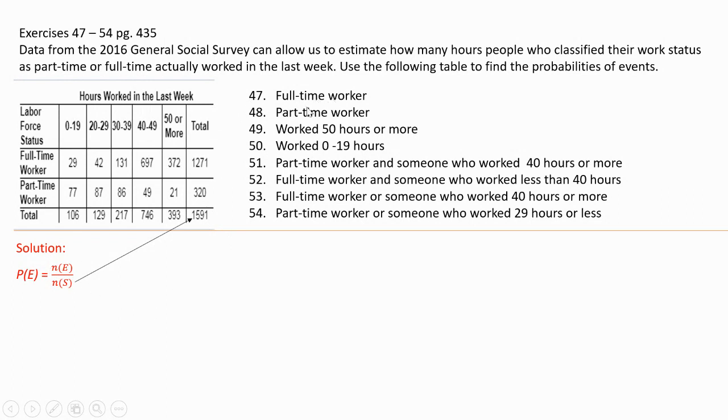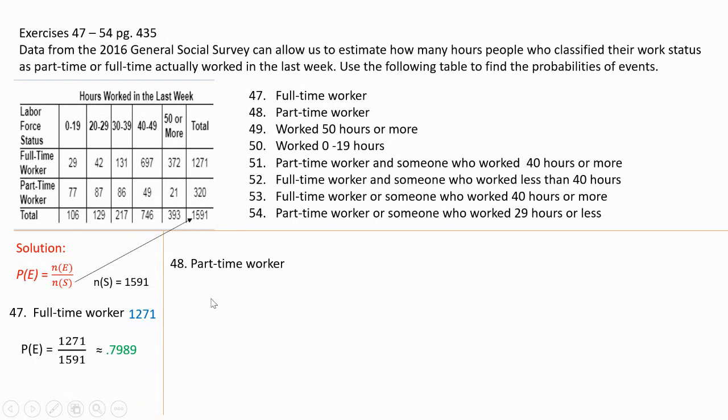So for 47, a full-time worker. How many are full-time workers? We go here to full-time workers, all the way across, will be 1,271. So this will be 1,271 over 1591. The answer will be 0.7989. Most of the times on these problems, they want you to round off to 4 places.